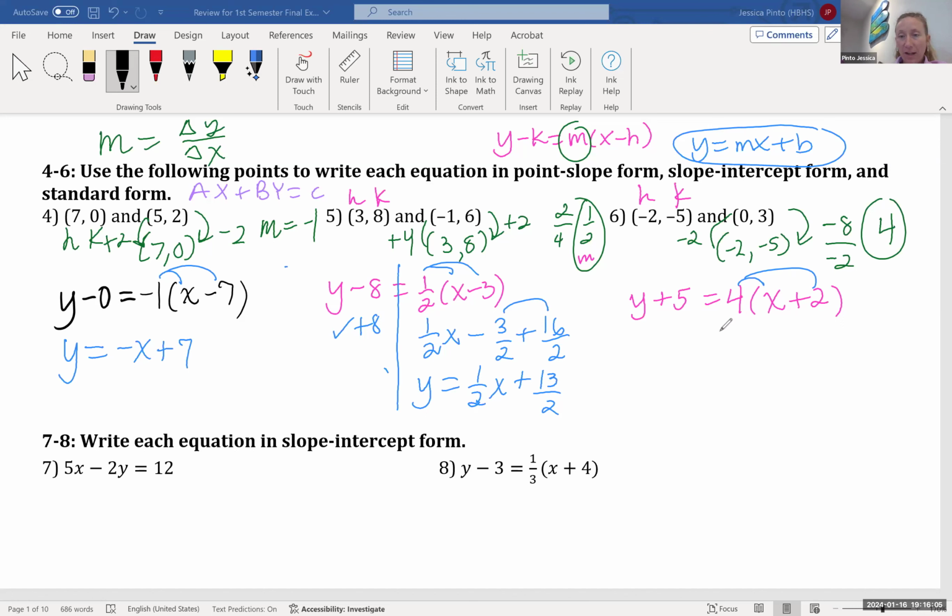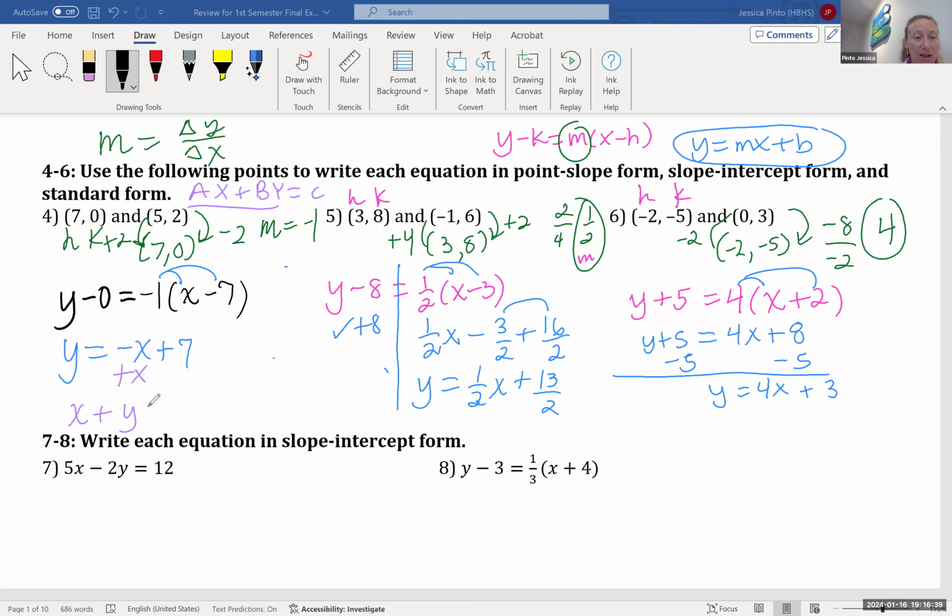And then for the next one, that's going to be y plus 5 equals 4x plus 8. This one's a little easier. And then I subtract 5 to get y equals 4x plus 3. And then our last part is to put these in standard form. So that's where A and B are whole numbers and they're on the same side of the equal sign together. So all I have to do here is add x, and I get x plus y equals 7. That's about as easy as it gets.